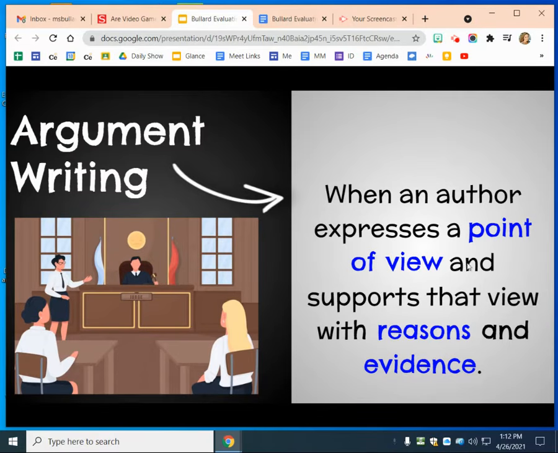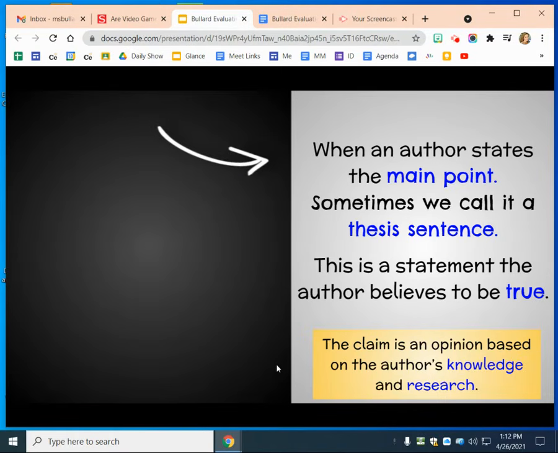Make sure you have those in your notes. You'll be typing in or writing down the blue words into your notes. So we first start with a claim. The claim is the main point. And sometimes we'll call it a thesis sentence. And I know you should remember this word from when we wrote the TDA earlier. This is the point that you're trying to prove to be true.